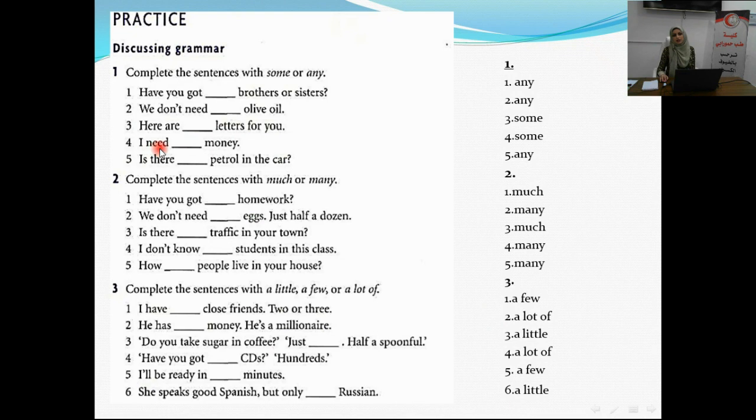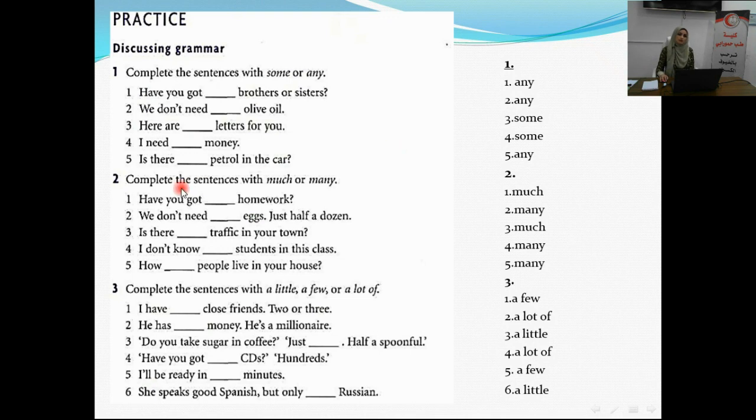Number 4, "I need some money." So it is affirmative and we have money here. I'm going to say "I need some money." Number 5, "Is there any petrol in the car?" This is an interrogative sentence and we have petrol, the non-countable noun, so we're going to use "any."